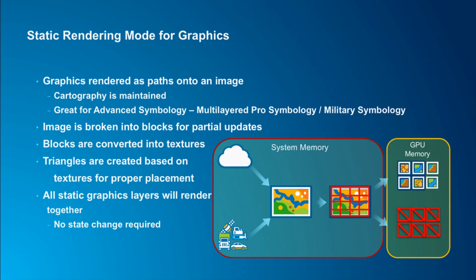We render this image, we break it up into blocks, so that when you pan, we could just partially update the parts that are missing, and we convert those into textures, push that to the GPU, and place it to render. This doesn't matter if you're rendering points, lines, or polygons. It doesn't matter what you're rendering. There's no state change required to render in static mode.